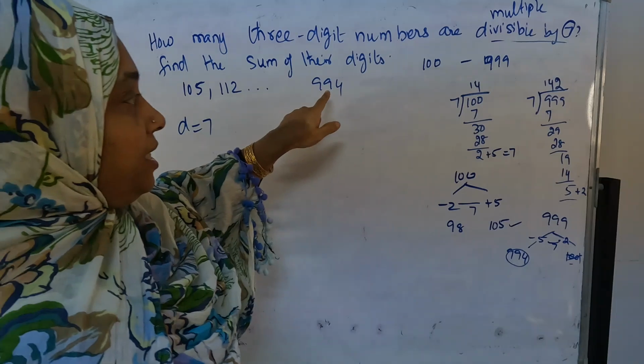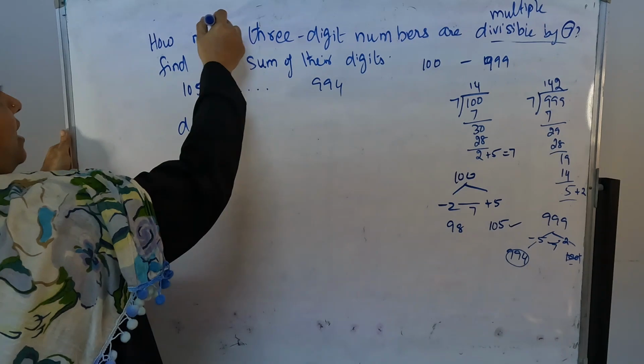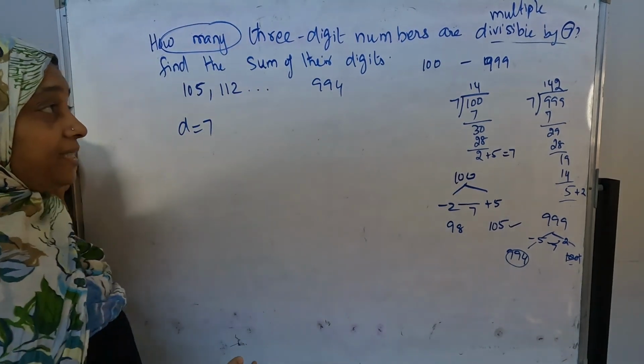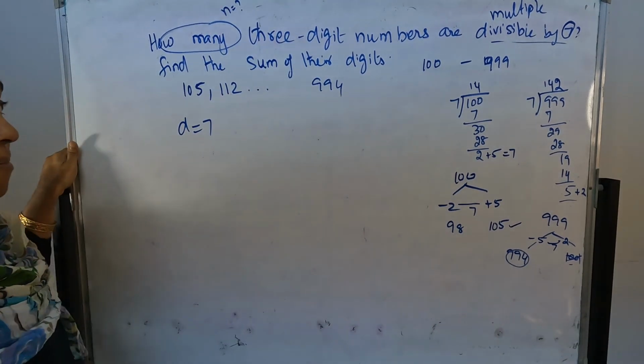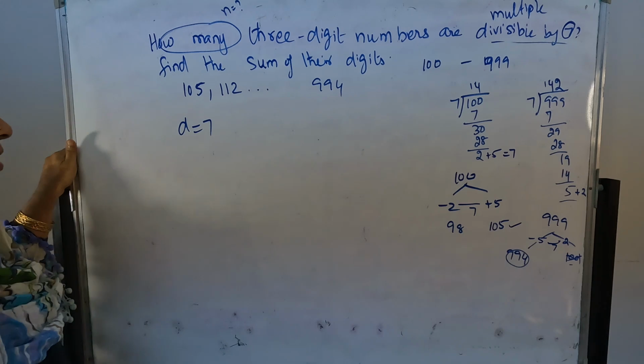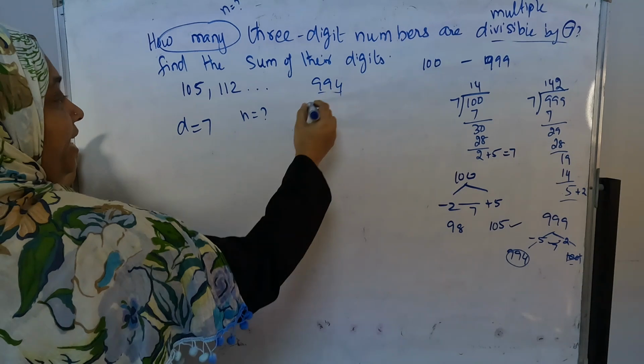Why we need to recover the last digit: here they are asking how many 3 digit numbers. How many means kitna. So how many, n only, they are asking. That means the number of terms in the 3 digit numbers only. So n we have to find. Okay. So our an is here.